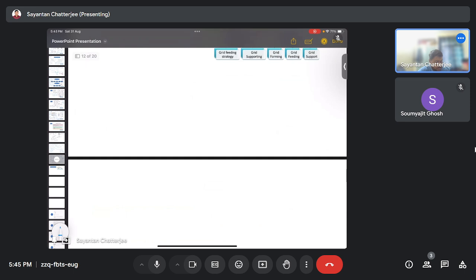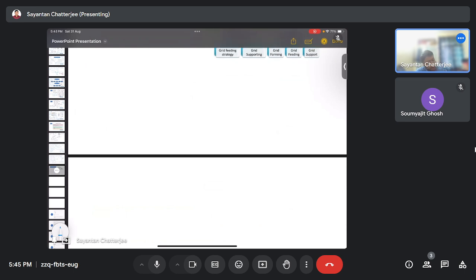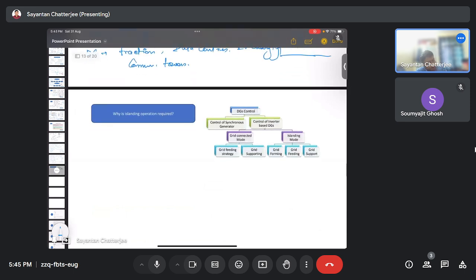So we have discussed the challenges of the microgrids and some basic islanding detection techniques, and why the islanding operation is required. Here DG control, synchronous generator control, inverter based control, and with that the grid connected mode of operation, grid feeding strategy, grid supporting strategy. With the islanding mode we have grid forming, grid feeding and grid supporting modes of operation. These are the parts of AC microgrid in operation.